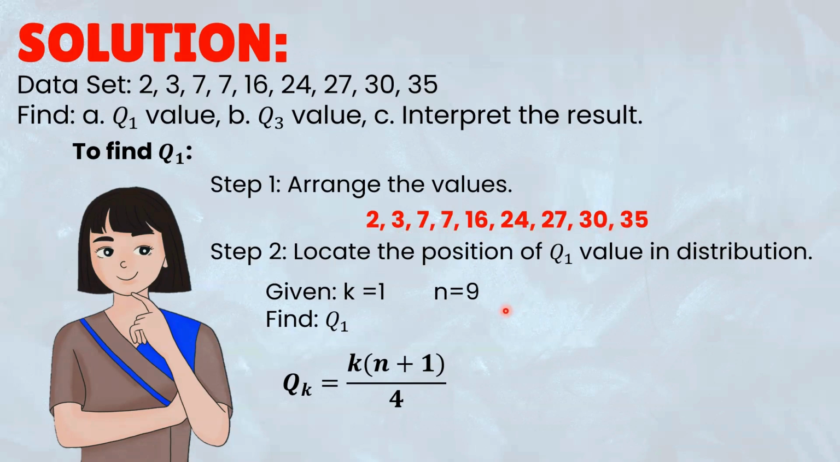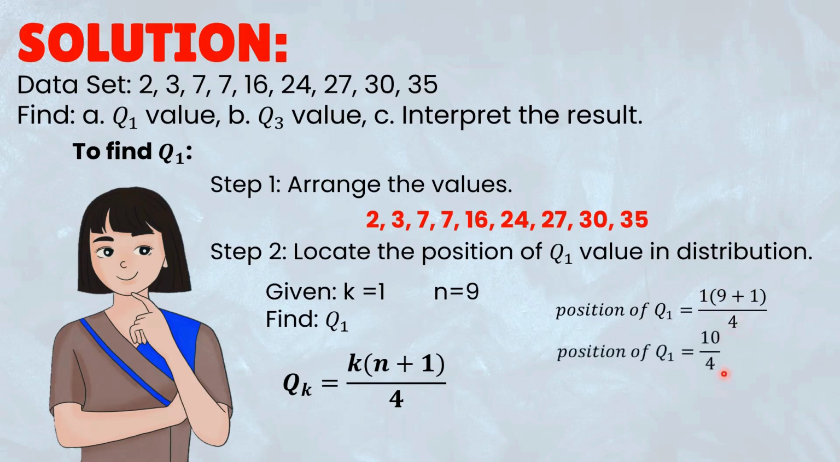All right. Let's now substitute the given to our formula. So position of quartile 1 is equal to, k is 1, so we replace k by 1. We replace n by 9. And then copy the rest of the formula: plus 1 over 4. Now let's perform the operation. 9 plus 1 is 10, times 1, still 10, divided by 4. So 10 divided by 4 gives us 2.5. So the Q1 value is located in the 2.5 position.